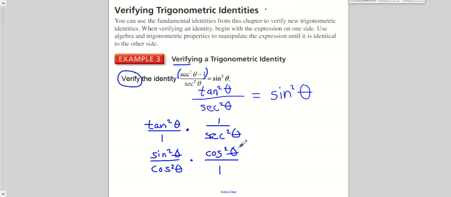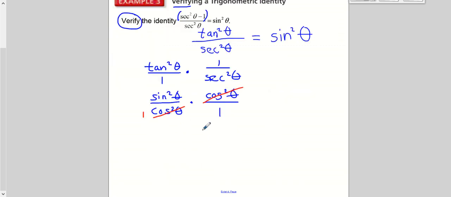Now look at these two fractions together. Cosine squared divided by cosine squared is 1. So all that's left is sine squared divided by 1, and we get sine squared. We did it. Sine squared theta equals sine squared theta. It is a true identity. Woo! And that's example 3.